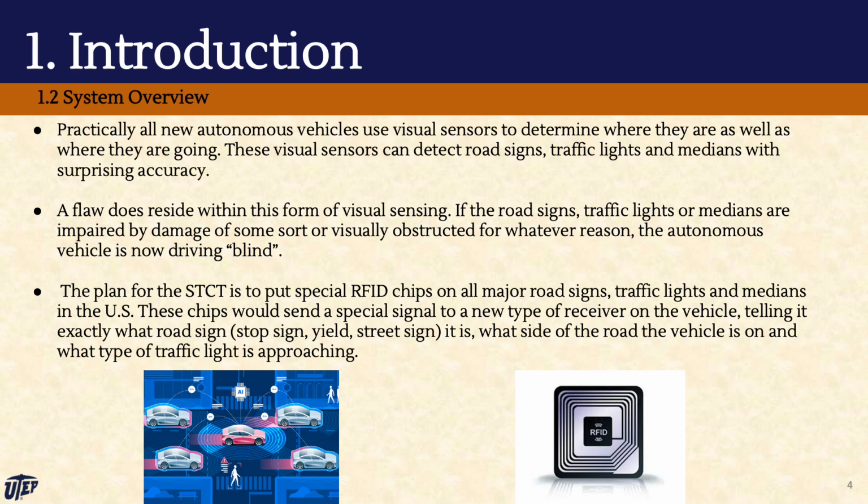The plan for the STCT is to put special RFID chips on all major road signs, traffic lights, and medians in the United States. These chips would send a special signal to a new type of receiver on the vehicle, telling it exactly what road sign, stop sign, yield sign, or street sign it is, what side of the road the vehicle is on, and what type of traffic light is approaching, whether it be green, yellow, or red.